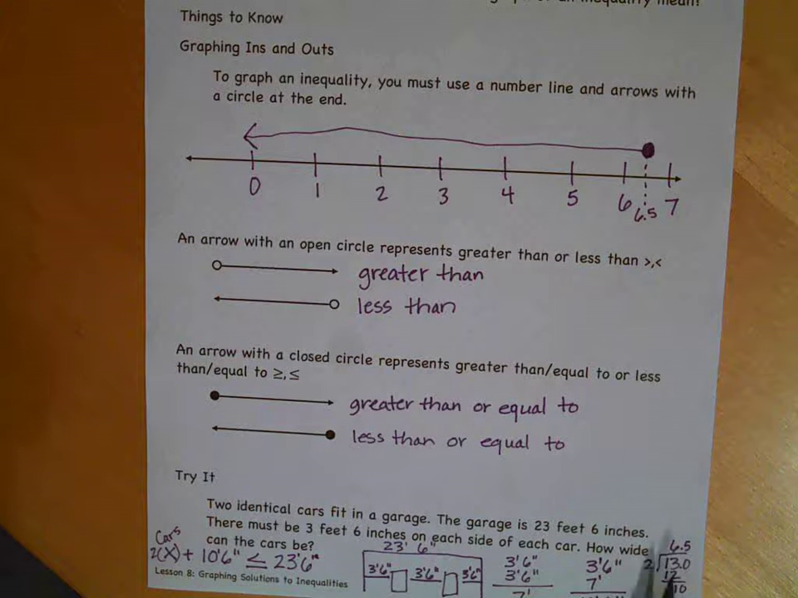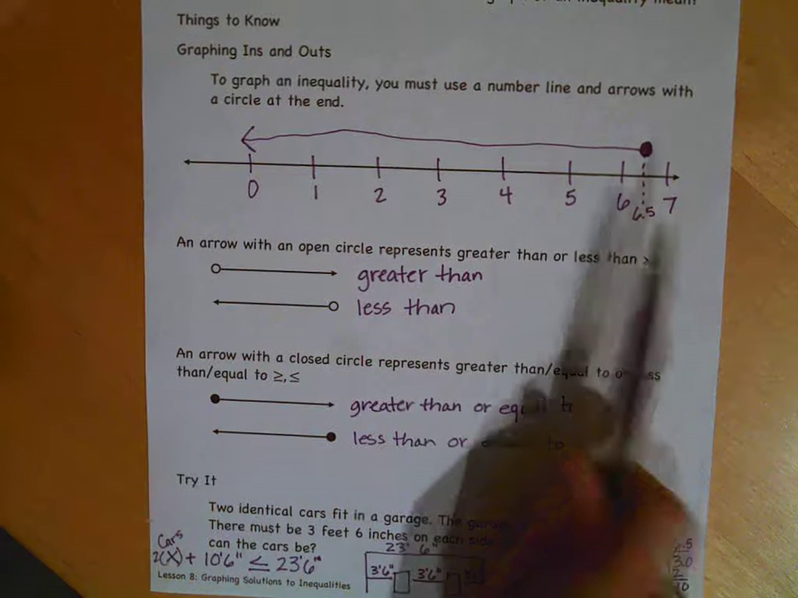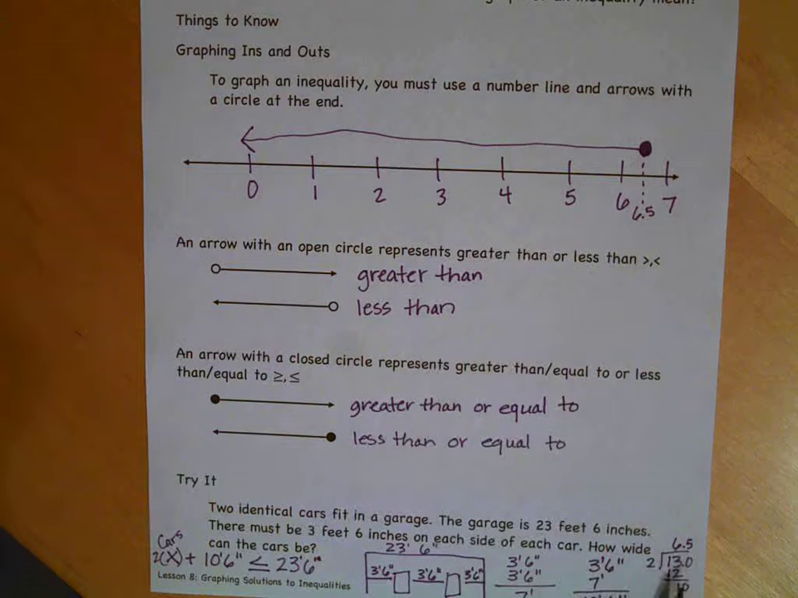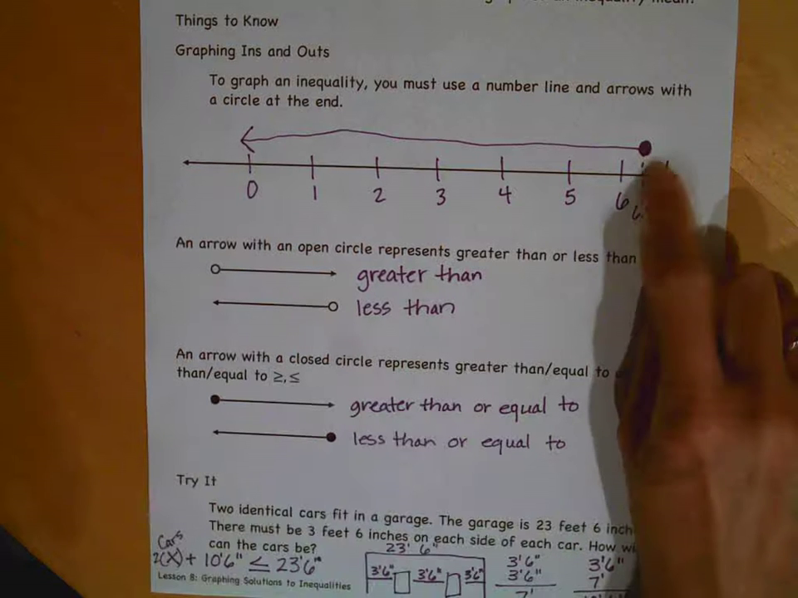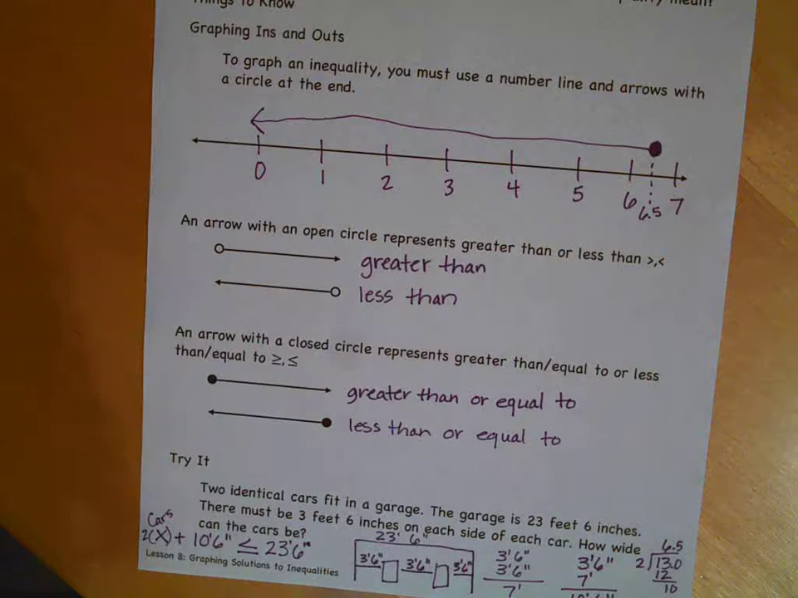Okay, so that's how you'd graph your answer. So your answer is 6.5, right? And so you come up to your number line, you draw your own number line and go to 6.5. So 6.5 plus 6.5 is 13. 13 plus 10 feet and 6 inches gives you 23 feet and 6 inches. And so therefore both the cars would fit. So each car has to be 6.5 feet or less. So hence the closed circle, because it could be exactly 6.5 feet or less, and there would still be room in the garage for both cars.